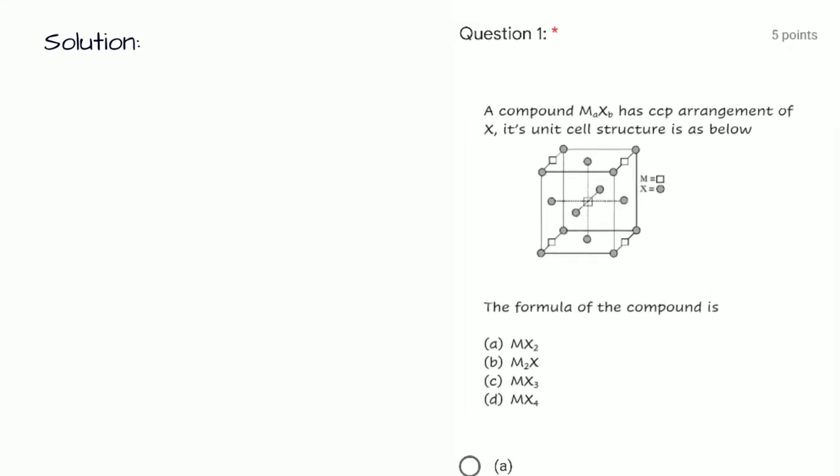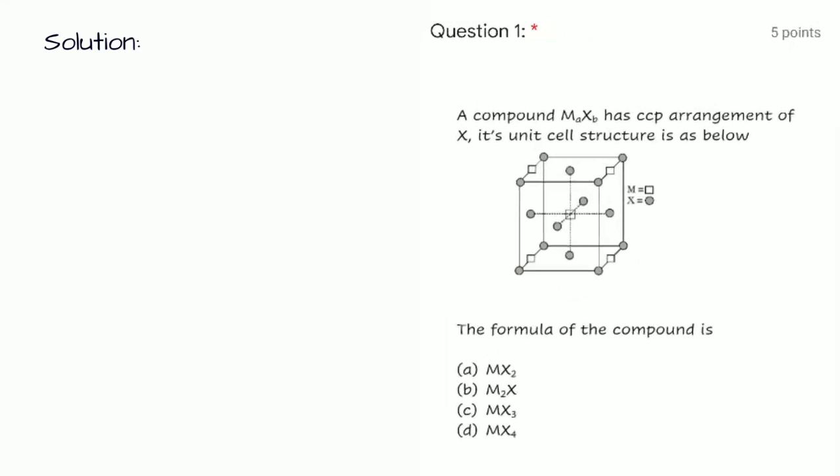So now let us first try to solve question number 1. First, you have to read the question properly. It is given here that a compound MaXb has CCP, that means cubic close packing arrangement of X. That means X will be your anion, because X will occupy the lattice sites and form the arrangement, and the vacant sites will be occupied by the cations. You already know these things.